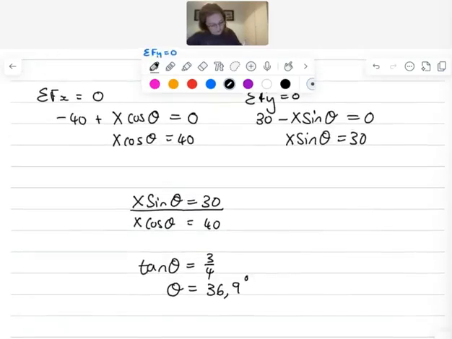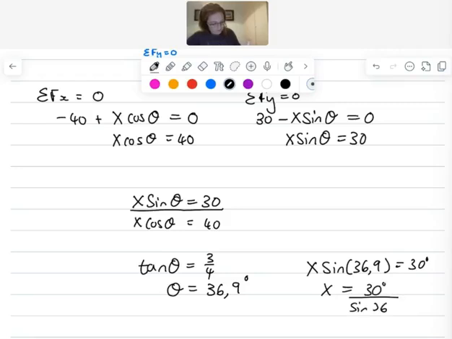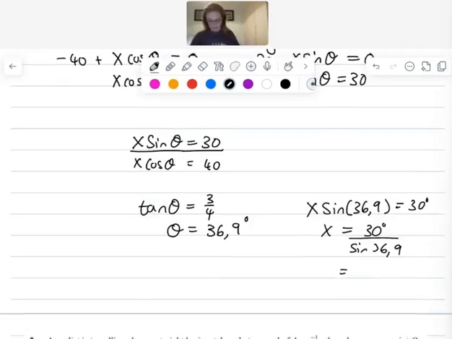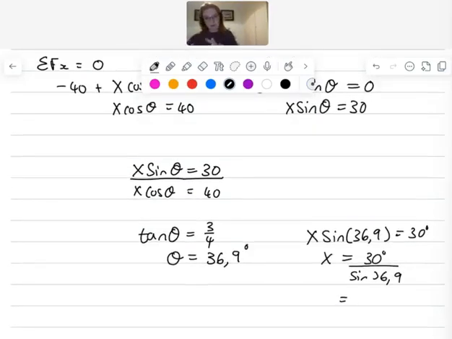I'm just going to go back to my x sine theta, and I'm going to make x the subject of the formula. I'm keeping the value in my calculator, so you never want to round off too soon. So I'm saying 30 divided by sine, and then I'm going to recall my answer. And I get x is 50 newtons. I do hope that little trick in between helped you.